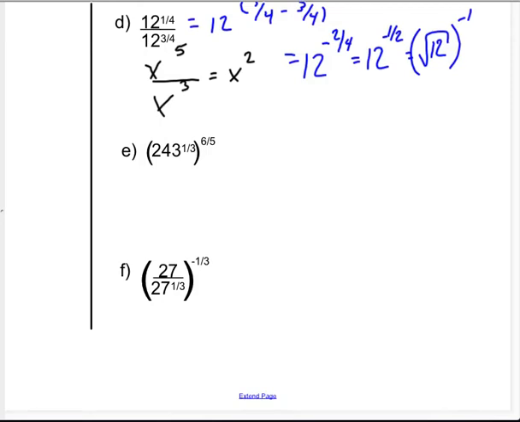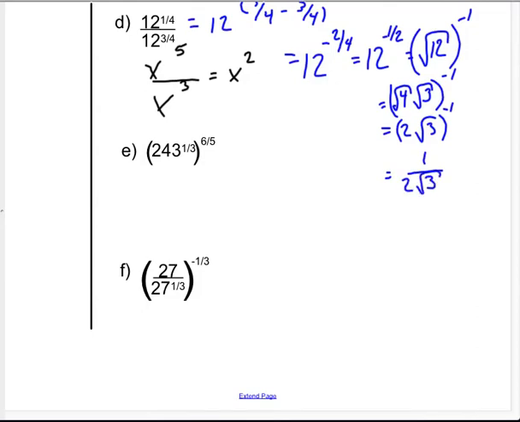Now to simplify the square root, we find a perfect square factor. So the square root of 4 times the square root of 3 is the same thing as the square root of 12. So I simplify that to 2 times the square root of 3. And that negative 1 means it needs to go in the denominator. So it becomes 1 over 2 times the square root of 3.